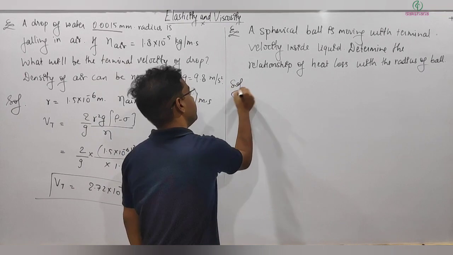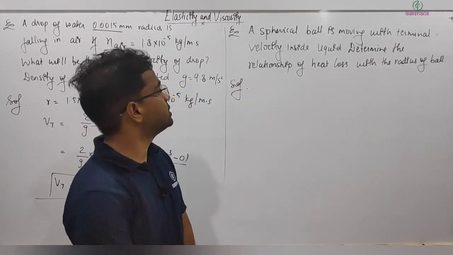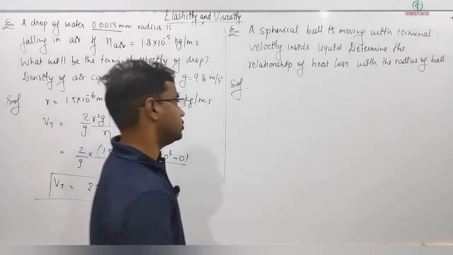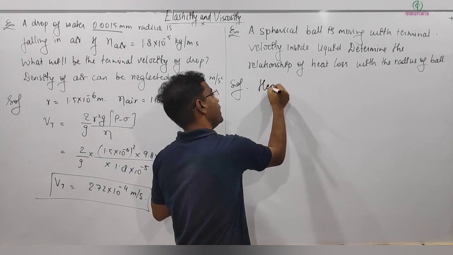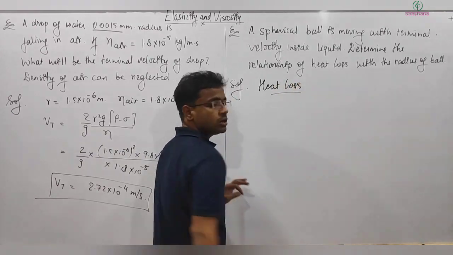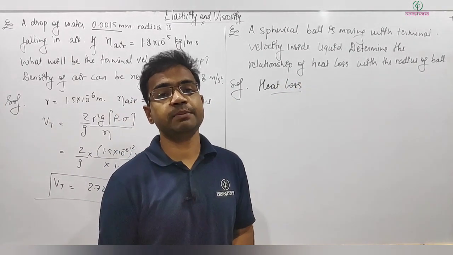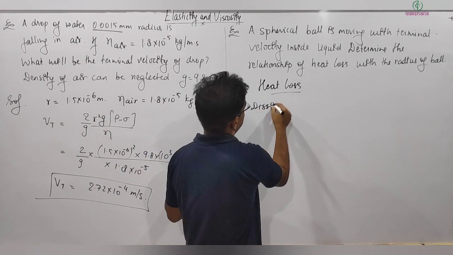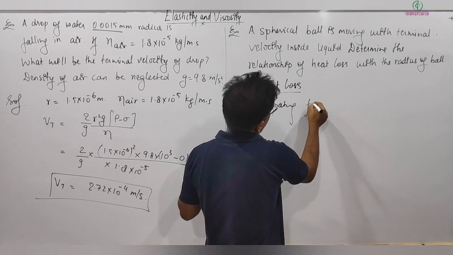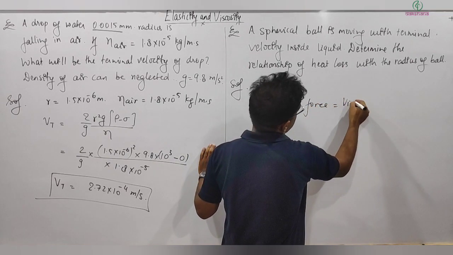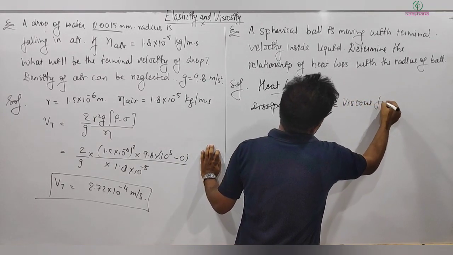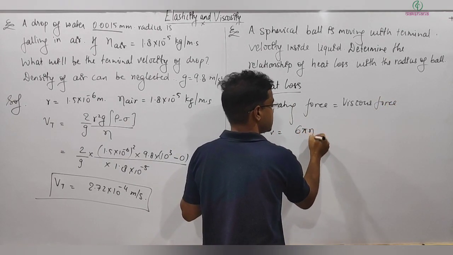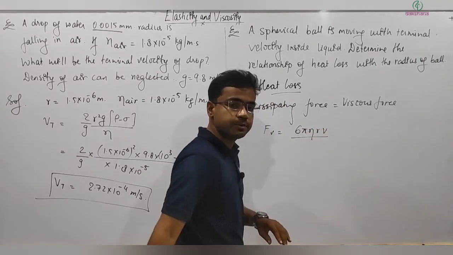See the next problem. A spherical ball is moving with terminal velocity inside the liquid. Determine the relationship of heat loss with the radius of the ball. So first, heat loss will be because of which force, I mean which will be the dissipating force here? That dissipating force here will be your viscous force, right? And what is that viscous force? We know by Stokes law, 6 pi eta r into v will be the viscous force.